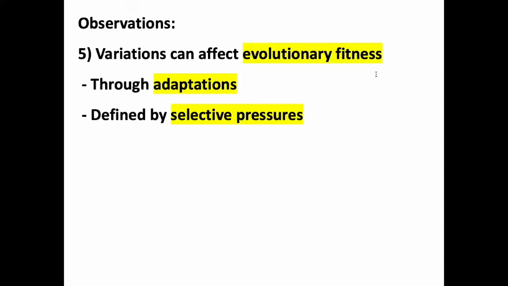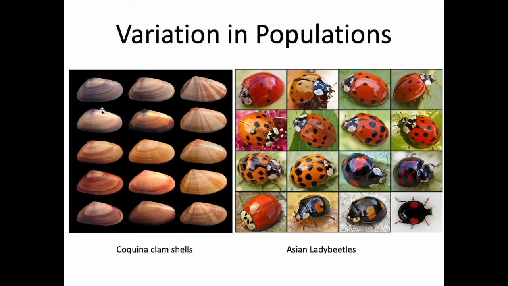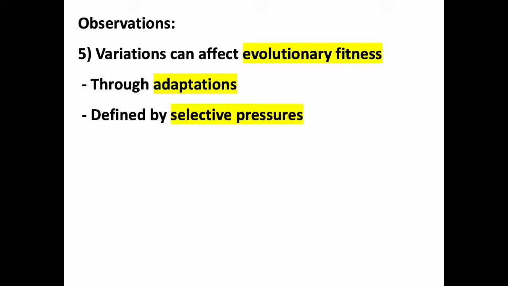Let me read the key terms definition for evolutionary fitness. It is an individual's ability to survive and reproduce. So these differences that exist can affect the ability of that individual to survive and reproduce. I say can because the purplishness and the reddishness on these clam shells are not really affecting evolutionary fitness. Sometimes they don't, but sometimes they can, and I'll show an example of that in just a second.